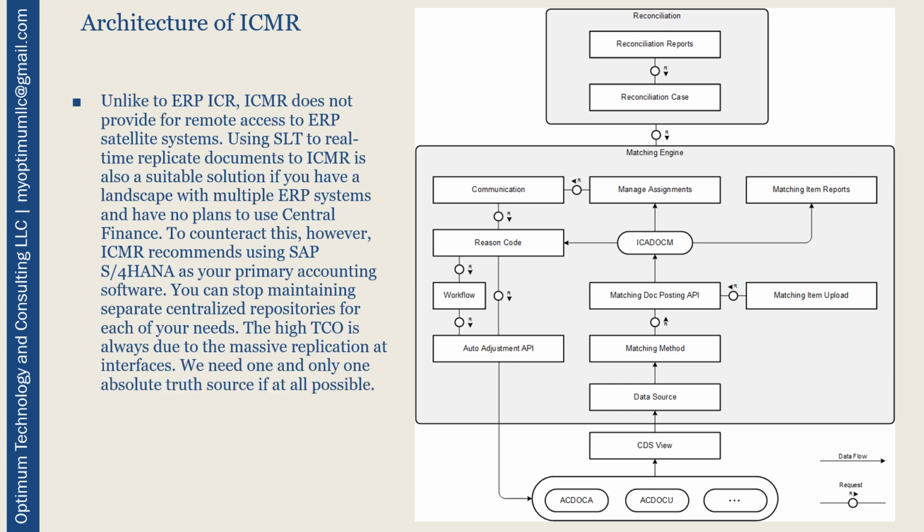Architecture of ICMR. Unlike ERP ICR, ICMR does not provide for remote access to ERP satellite systems. Using SLT to real-time replicate documents to ICMR is also a suitable solution if you have a landscape with multiple ERP systems and have no plans to use central finance. To counteract this, however, ICMR recommends using SAP S/4HANA as your primary accounting software. You can stop maintaining separate centralized repositories for each of your needs. The high TCO is always due to the massive replication at interfaces. We need one and only one absolute truth source if at all possible.